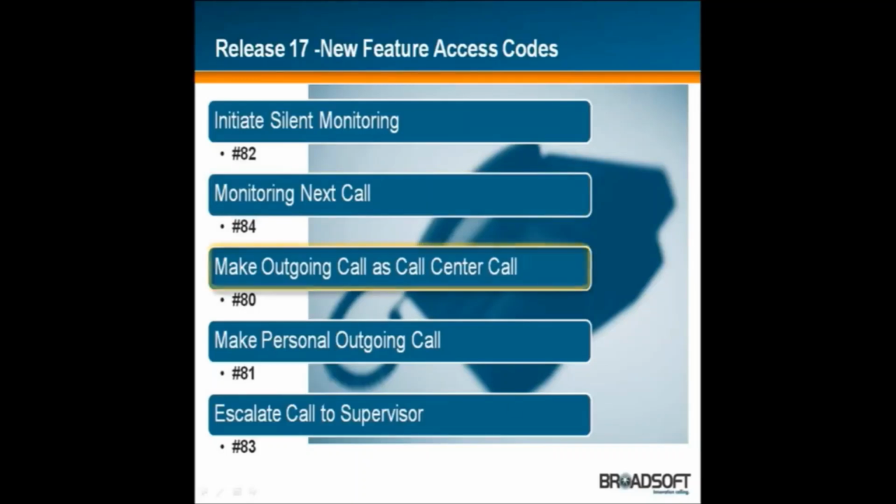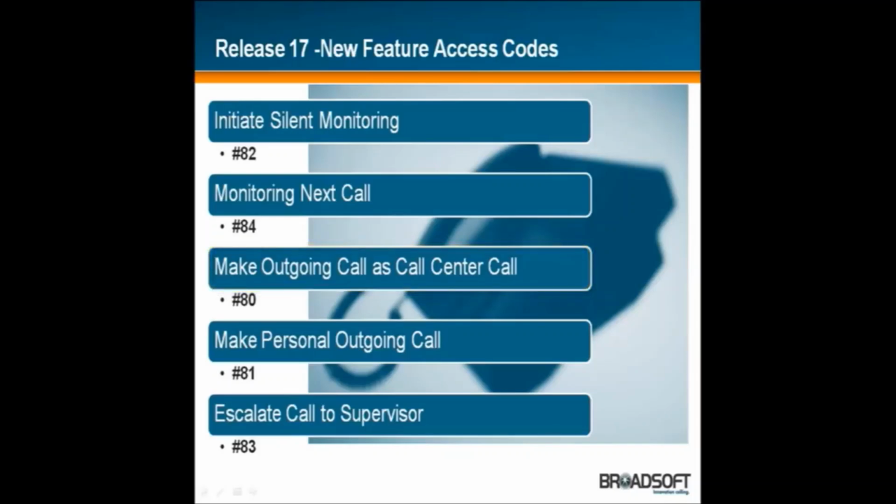The Make Outgoing Call as Call Center Call feature access code allows an agent to make an outbound call against a specific outbound call center number or extension. This will override their default personal or default outbound call center calling line ID settings. To activate, the agent enters #80 followed by the call center extension or phone number, then followed by the destination number.